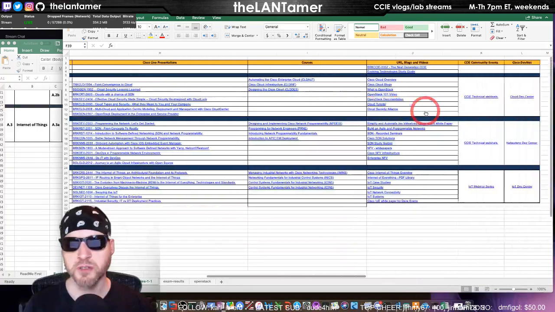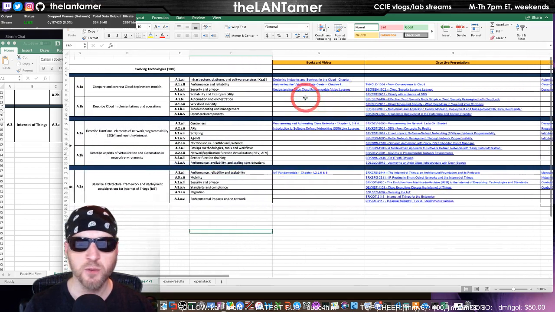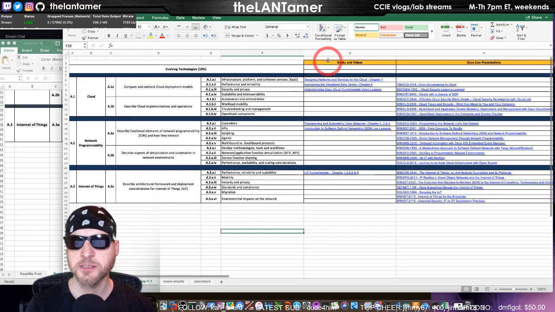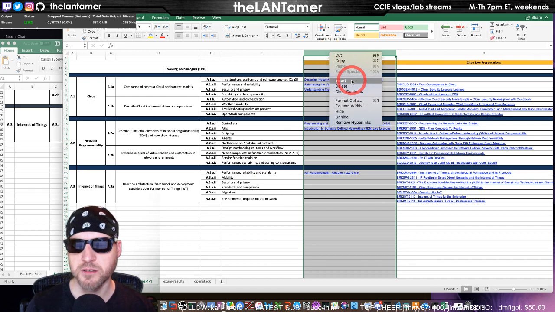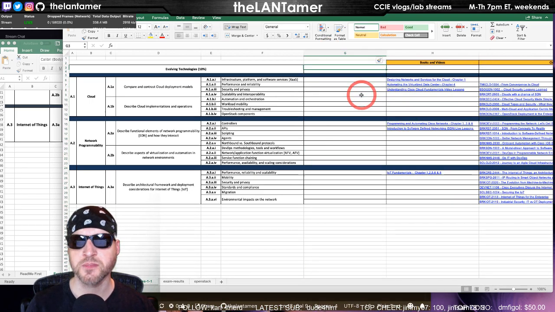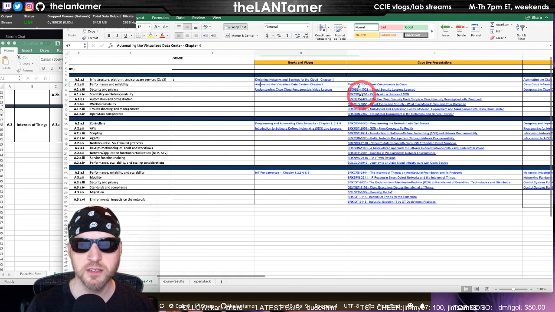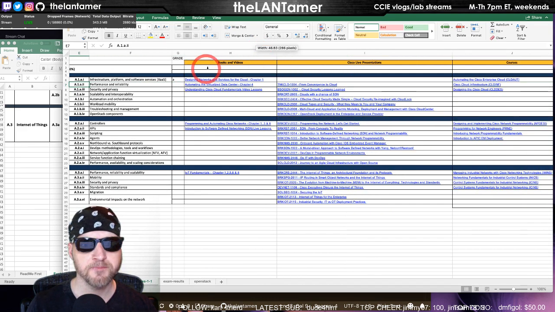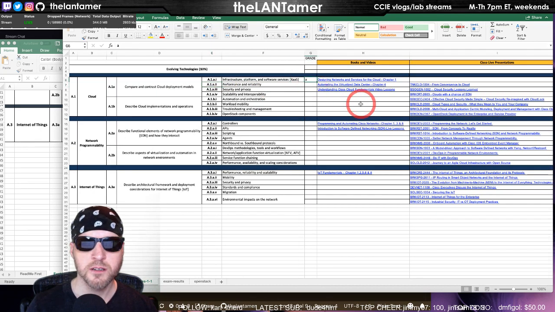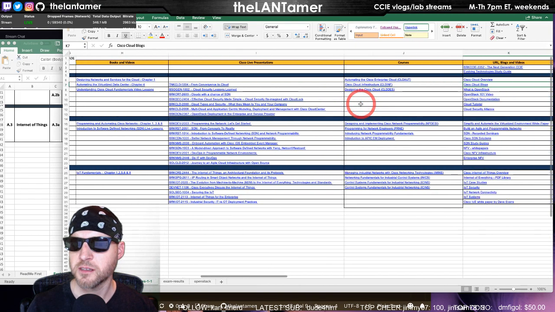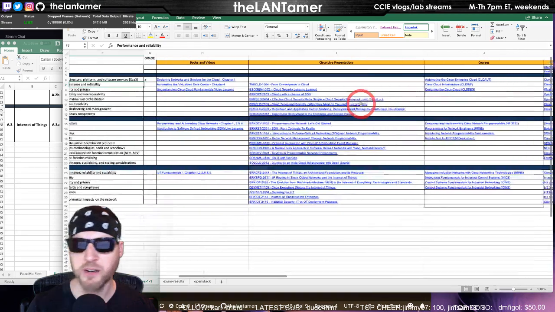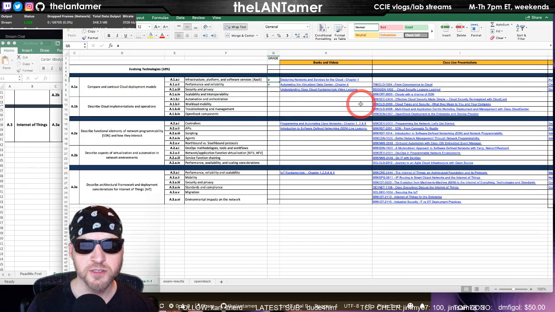So I want to go through most of these because I'm feeling weak in a number of these areas. So I'll talk about those, well, no time like the present. My grading system is A through C. I feel pretty good about this one. This is under cloud, of course, A.1, and performance and reliability. I think this is about comparing the cloud to other solutions.